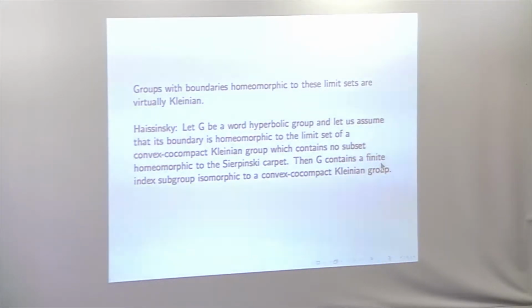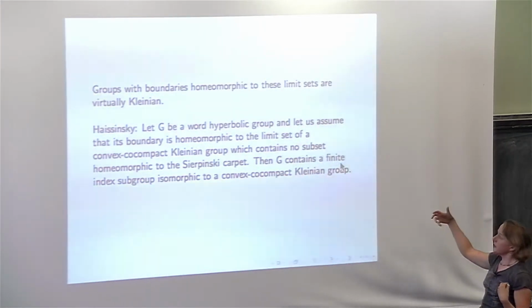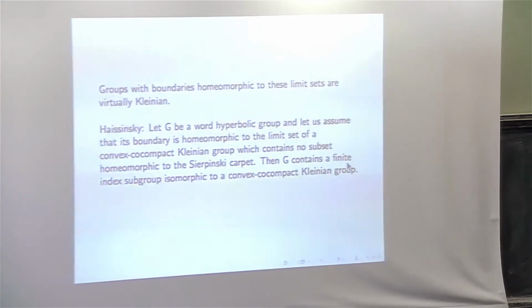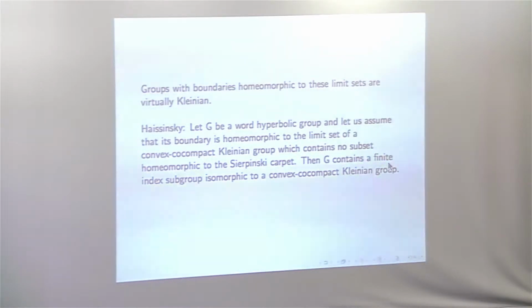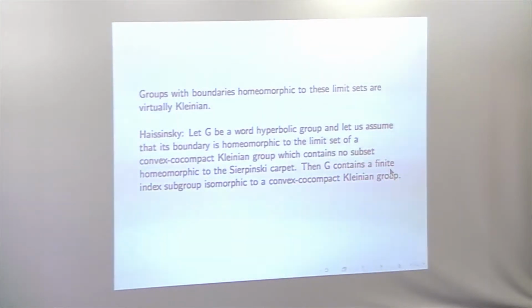Okay, so before I start talking about the details of the different types of Kleinian groups, I just want to mention an important theorem of Haïssinsky. This says that groups with these boundaries are already going to be Kleinian groups, although we'll reprove that in the simpler cases using much easier techniques. So he says that suppose I have a word hyperbolic group, and its boundary is homeomorphic to the limit set of a convex-cocompact Kleinian group, and it doesn't have a subset homeomorphic to the Sierpinski carpet. Then G contains a finite index subgroup that is isomorphic to some convex-cocompact Kleinian group. So what I'm going to do today is say that not only do you know it's some Kleinian group, I know exactly what kind it is, and you can read that off easily from the topology of the boundary.